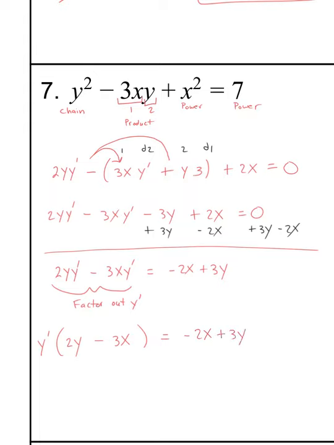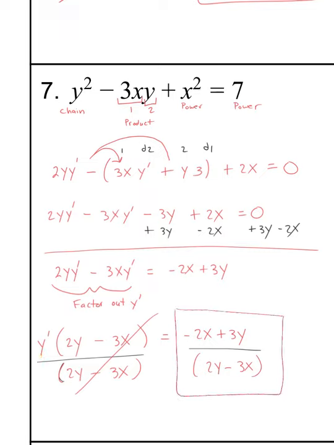And finally, the last step to get this y prime by itself is just to divide. I divide both sides by this binomial. So, divided by 2y minus 3x on both sides. Okay, those cancel. I've got y prime by itself, and here is my final best full credit answer.